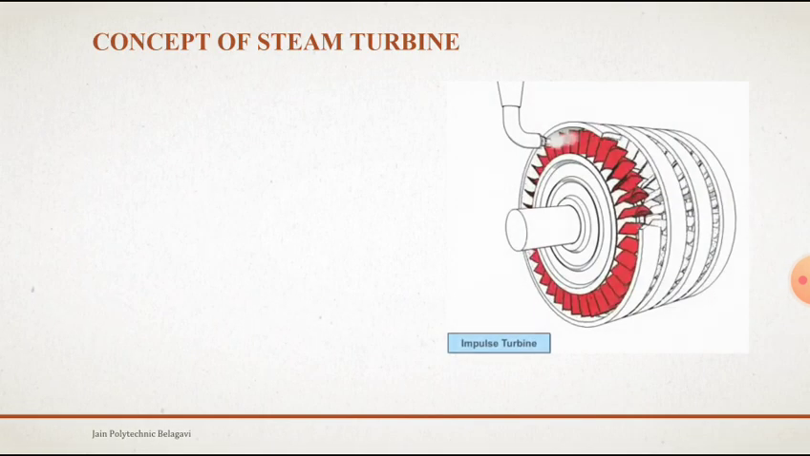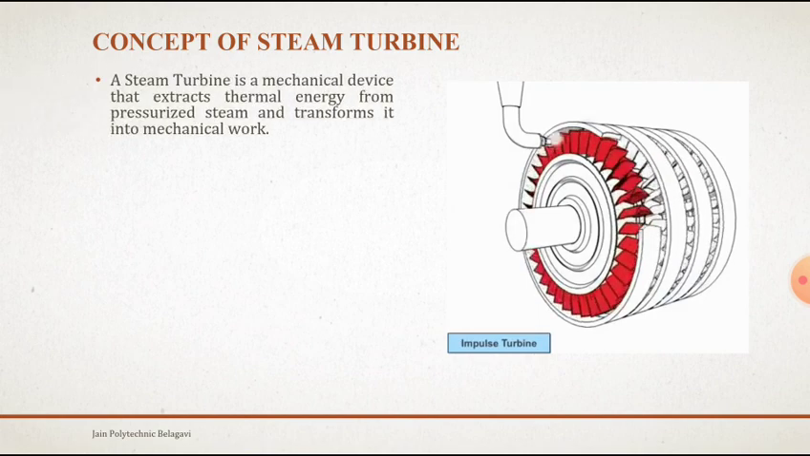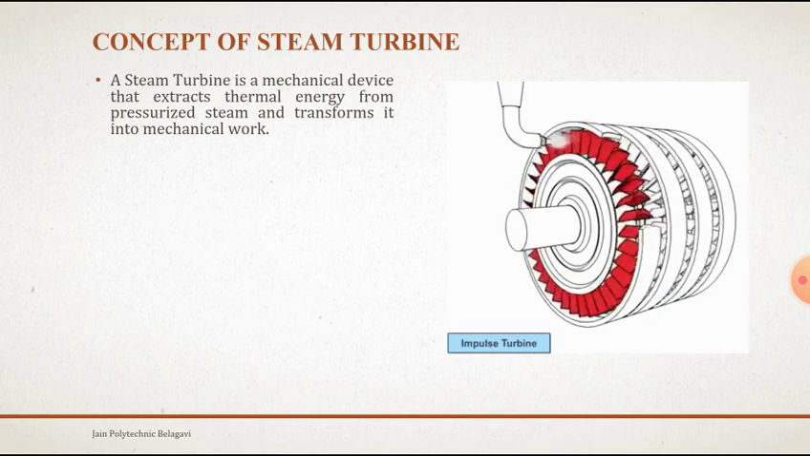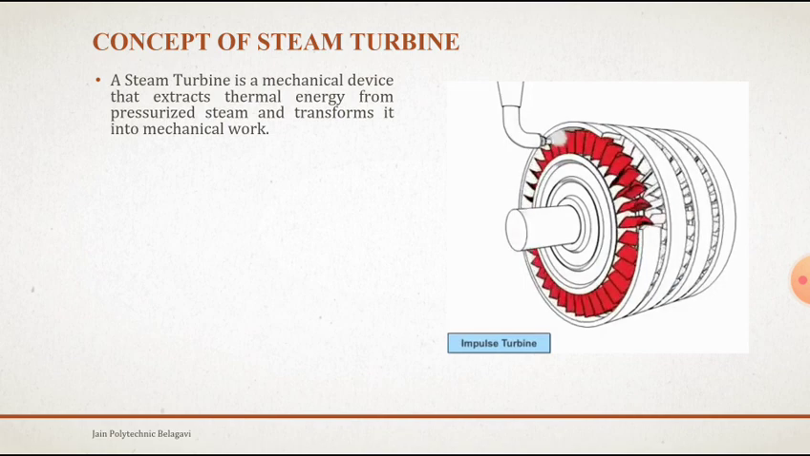Now we'll see the basic concept of steam turbine. You can see here on the right side there is a small animation. We'll see one by one how it actually works. A steam turbine is a mechanical device that extracts thermal energy from pressurized steam and transforms it into mechanical work. You can see here this is a nozzle. Through this nozzle the steam is coming out. This steam has very high thermal energy, and when it impacts on these blades, it gets transformed into mechanical work.